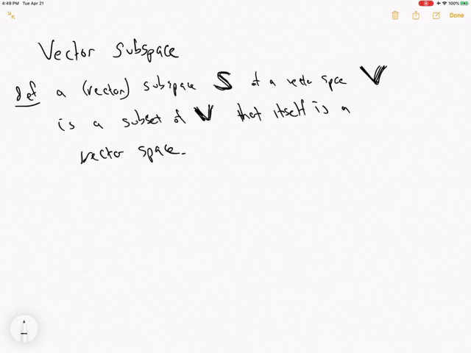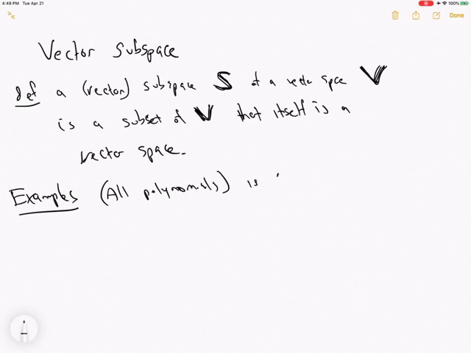Okay, so let's just do a couple of examples, just so you can see it. All polynomials is a subspace of all continuous functions.